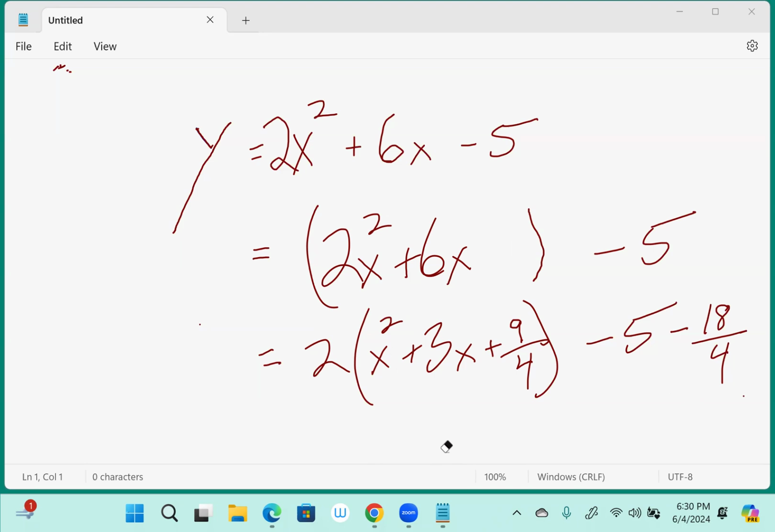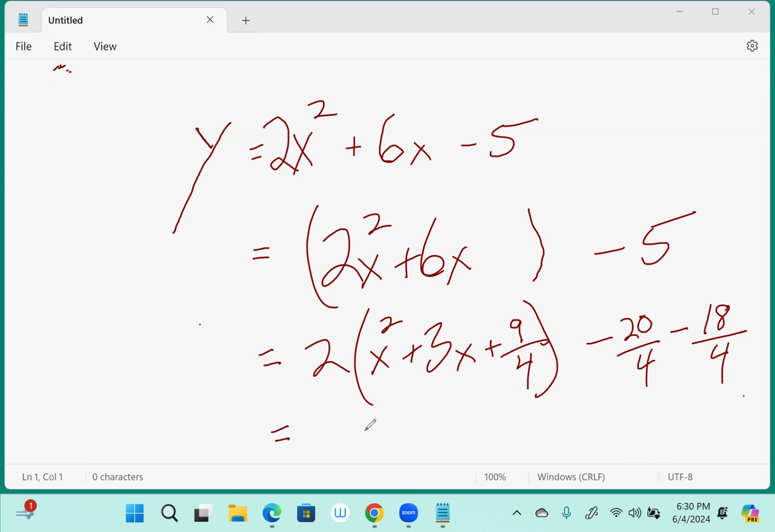And wouldn't -5 minus 18/4 just be 2/4? So 1/2? No, if I turn my -5 into -20/4, which is the way I would do it, it's minus 38 fourths. Yep. I didn't account for the negative.